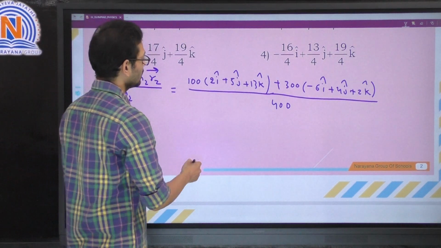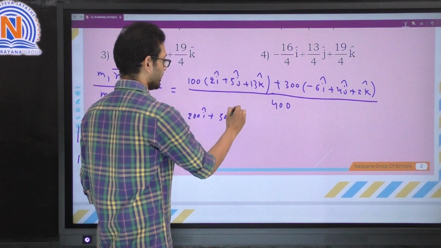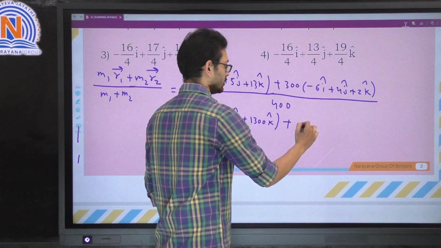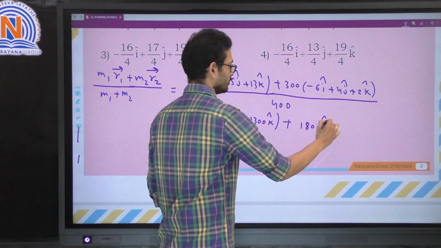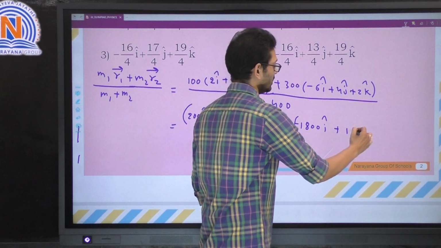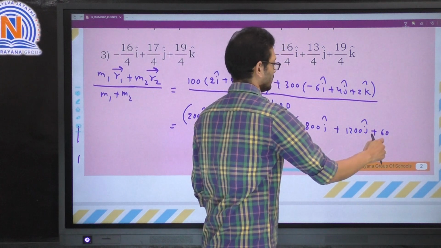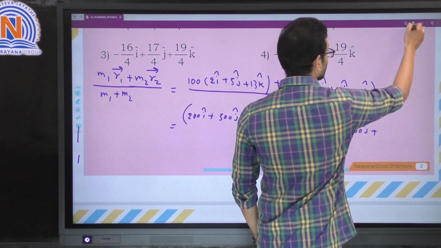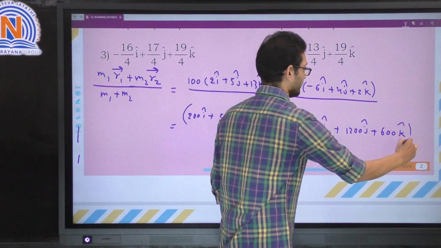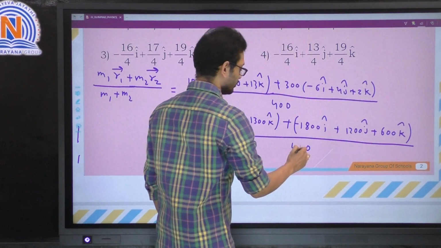When we try to solve this, here you will be having 200 i cap plus 500 j cap plus 1300 k cap, plus minus 1800 i cap plus 1200 j cap plus 600 k cap, right? And by 400.